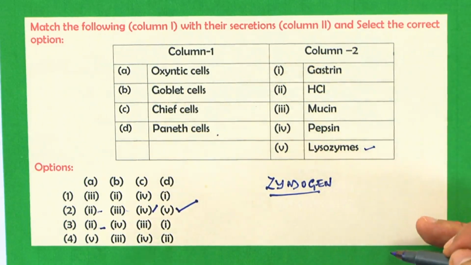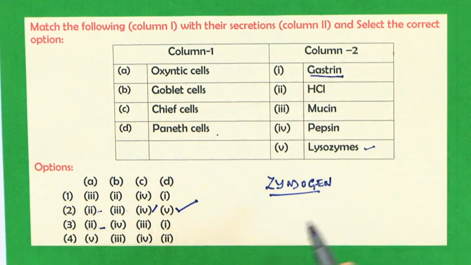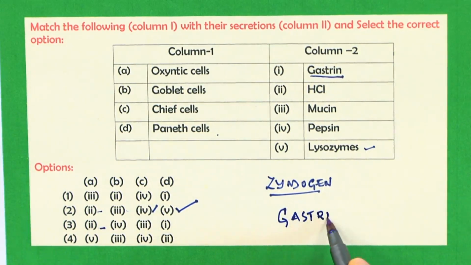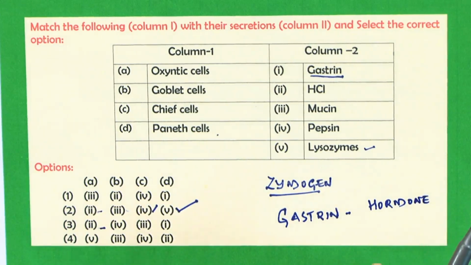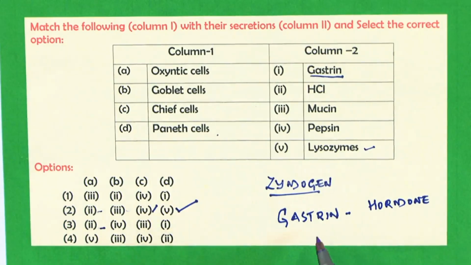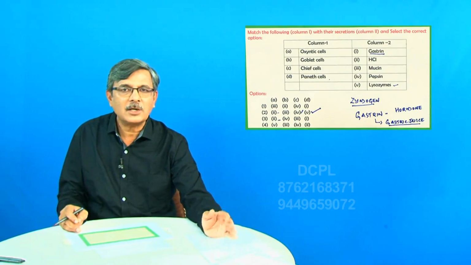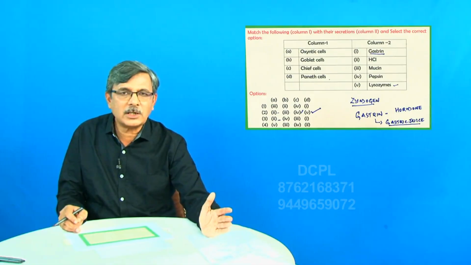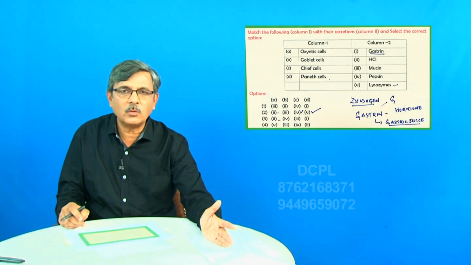So what is not matching here? HCl, mucin, pepsin and lysozymes are matched. Gastrin is left. When I talk about gastrin, I hope all of you remember, gastrin is a hormone. It is secreted by the endocrinocytes in the stomach mucosa. Gastrin is going to promote the release of gastric juice. The cells that secrete hormones associated with the gastrointestinal tract are called argentaffin cells. And here the argentaffin cells that secrete gastrin are also called G cells. So remember G for gastrin. Now we can move on to the next question.